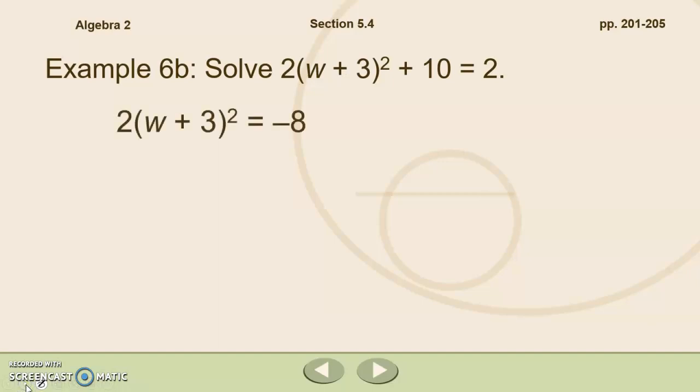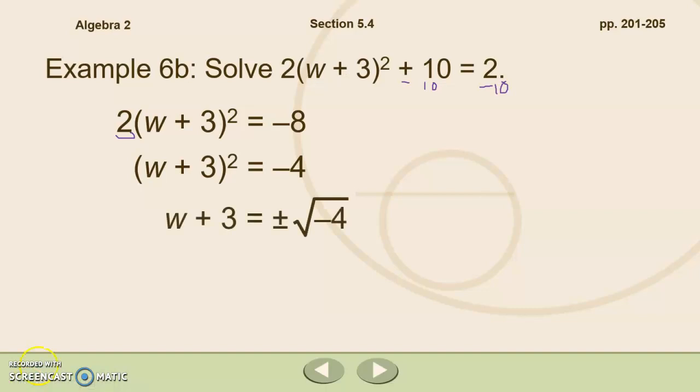All right, the first thing we want to do is isolate the squared term here. So we're going to remove that 10, and if we remove 10 on the left, we've got to remove 10 on the right. And then we still need to get rid of that 2, so we're also going to divide both sides by 2. And so now our squared expression is isolated. Let's go ahead and apply the square root property by taking the square root of both sides. I get w plus 3 equals plus or minus the square root of negative 4.